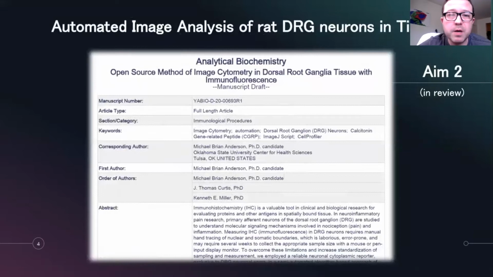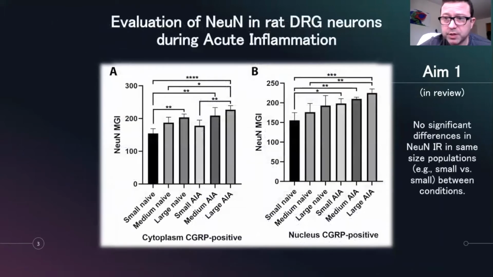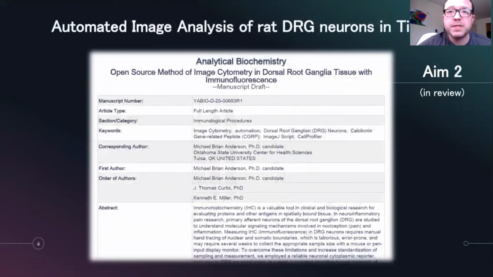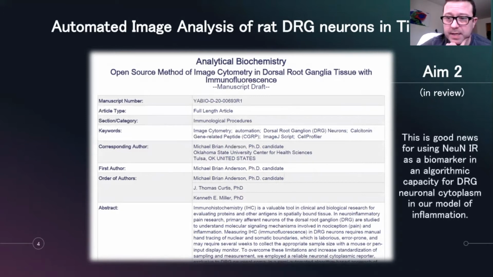This research is actually in review, this is the other part. This is my aim 2. This is actually looking at the algorithm itself. This is the heart of the poster that I'm presenting, and it's currently in review with Analytical Biochemistry. And it was great news that NeuN is not changing too much, certainly within the bounds that the algorithm can process everything.